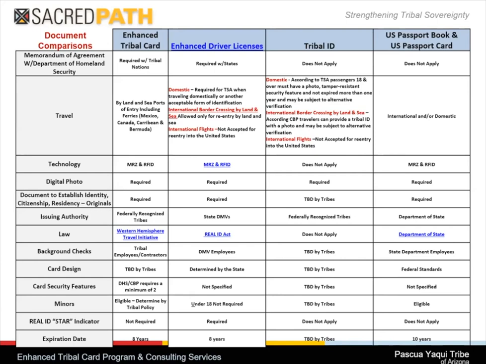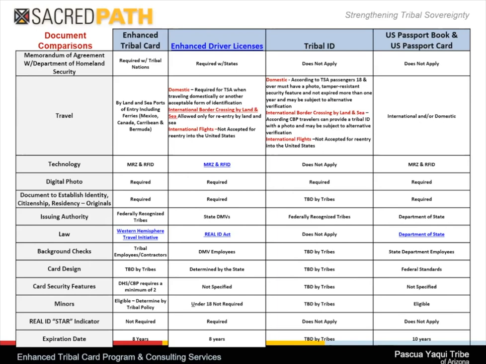So what I did is I personally tested myself to understand what does additional verification mean. I'm from Arizona, and during one of my many travels at a Texas airport, I decided to use my Pascua Yaqui tribal ID, not my ETC card, but my regular tribal ID. And first of all, the agent, he wasn't even familiar with what tribe I belonged to. He stated that he couldn't accept my ID.